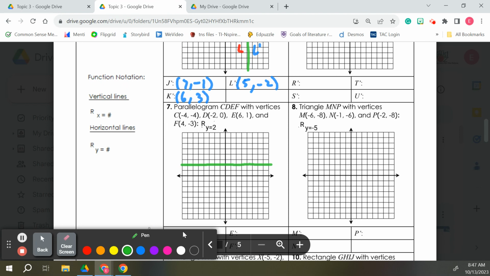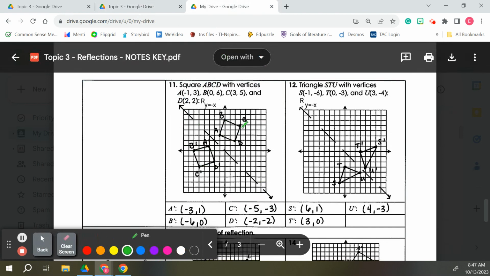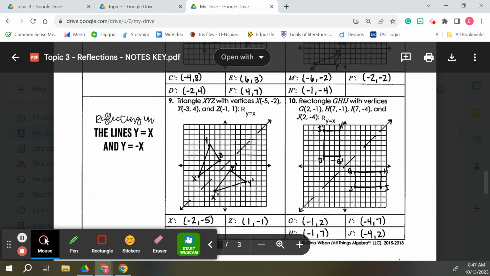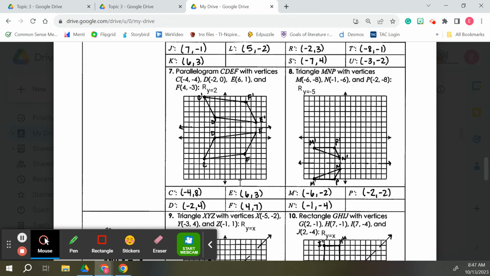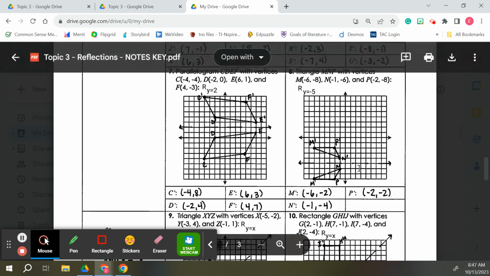All right, let's check out 7. There you go. That's how it should look. And then 6 and 8, I'm leaving for extra practice if you feel you need it, okay? All right, any questions on this before we move on?